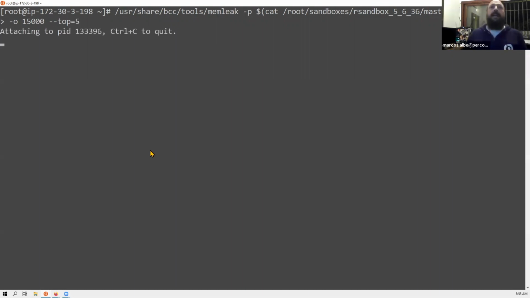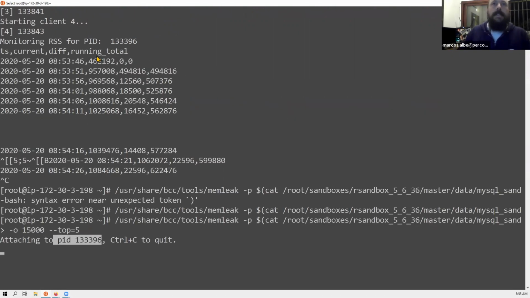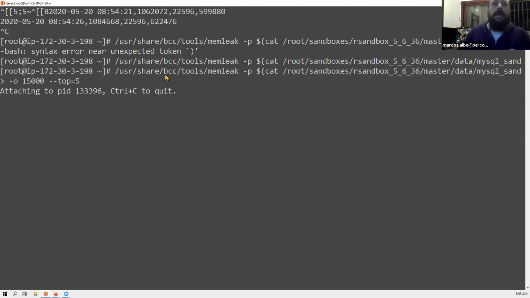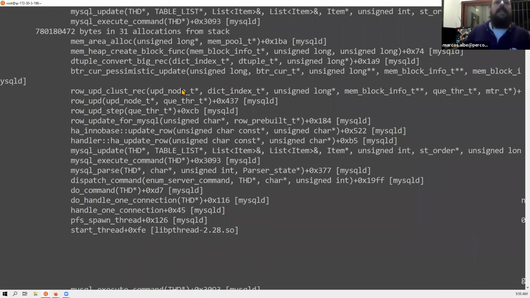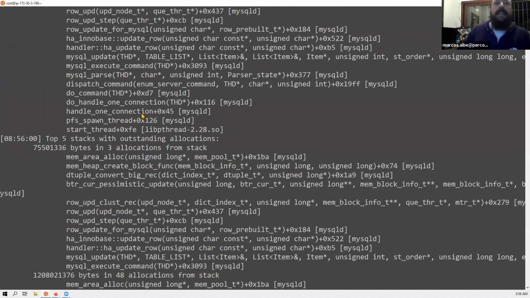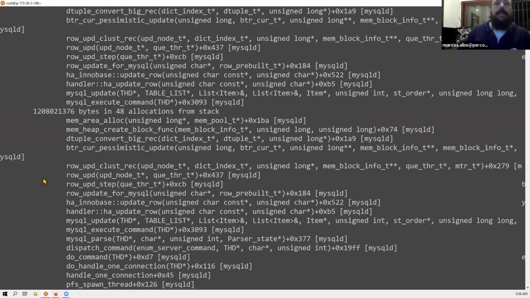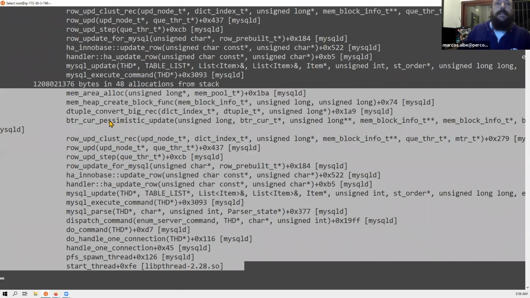So this tool has attached to the MySQL PID, which is losing memory. You can see it's the same PID, right? And it's gonna take a look and say, okay, which threads allocated memory, which code paths in these threads allocated memory and then never gave it back. And here it already found some. Basically, we can see it's doing a dtuple convert big record.